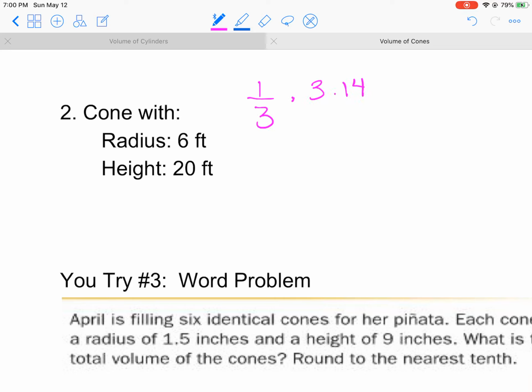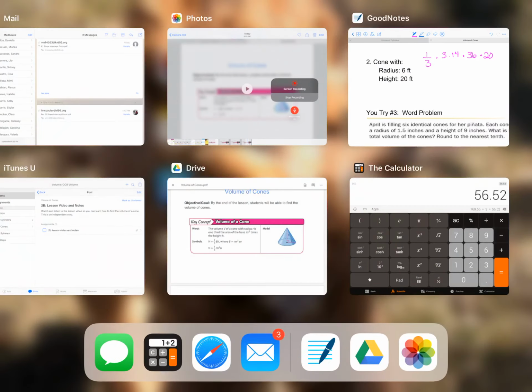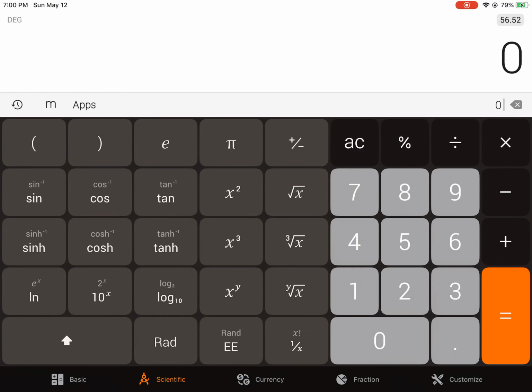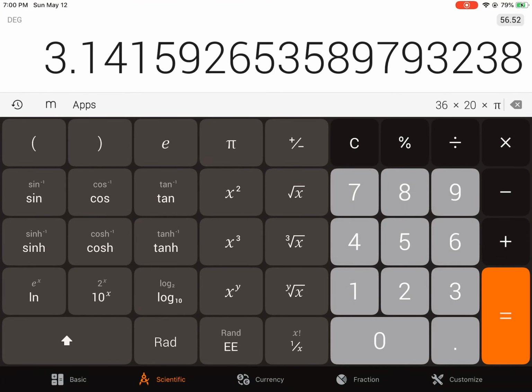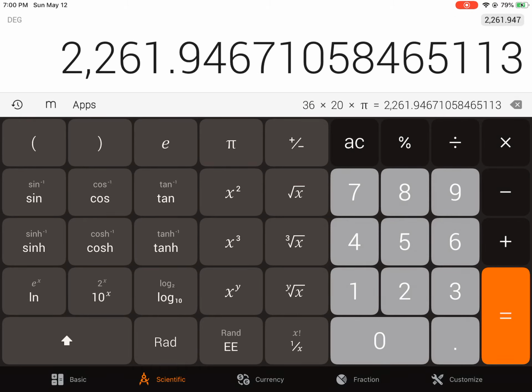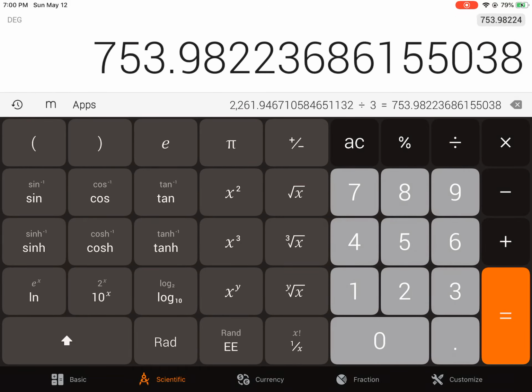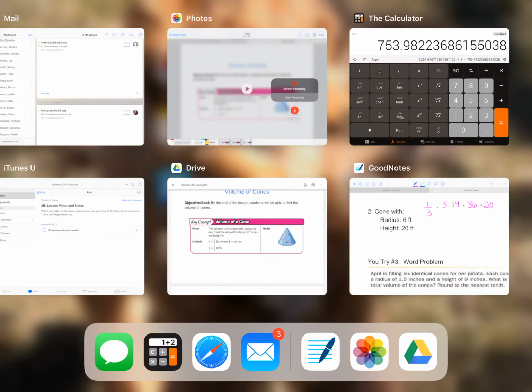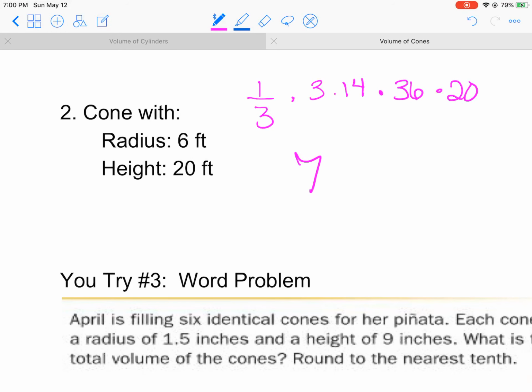Maybe this time we'll use the pi symbol and just see what that looks like. Pi times a radius squared, that would be 36, and a height of 20. So let's try it with the pi sign this time. We're going to do 36 times 20 times pi equals that, and then we're going to divide that by 3, and then we will round it to the nearest tenth. So I'm going to round up to 754. So that would be 754 feet cubed.